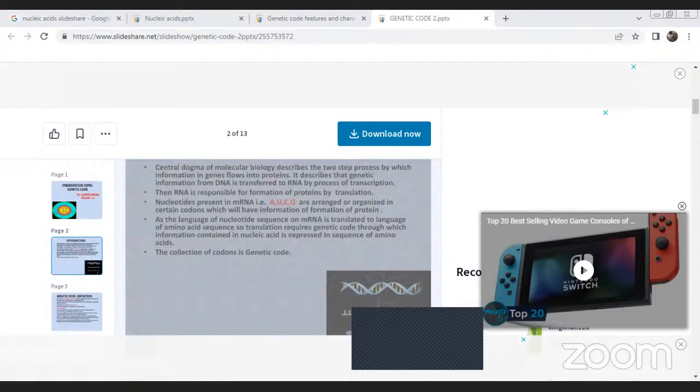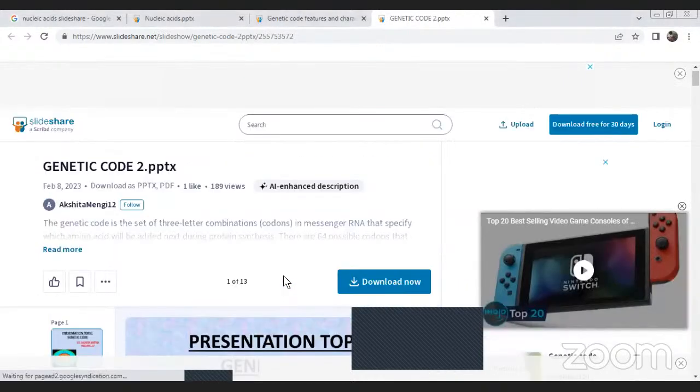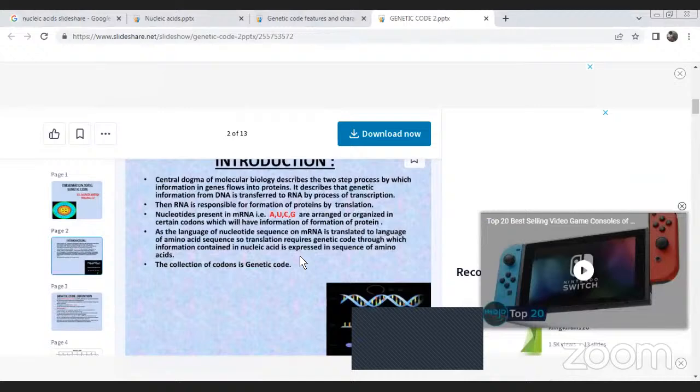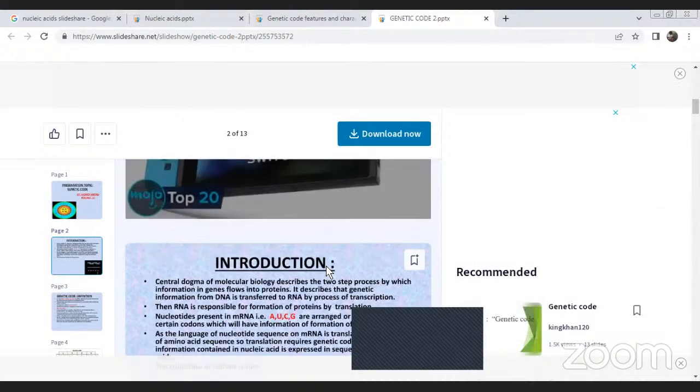The next topic is the genetic code. The central dogma of molecular biology describes a two-step process by which information flows from gene to protein. The genetic information in DNA is transferred to RNA by the process of transcription. The RNA is responsible for the formation of proteins by translation.